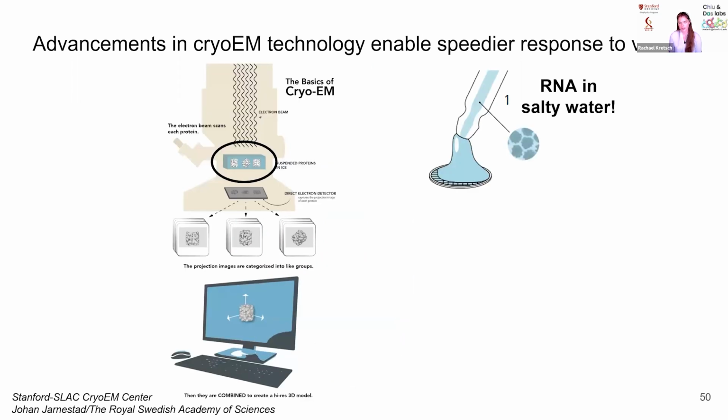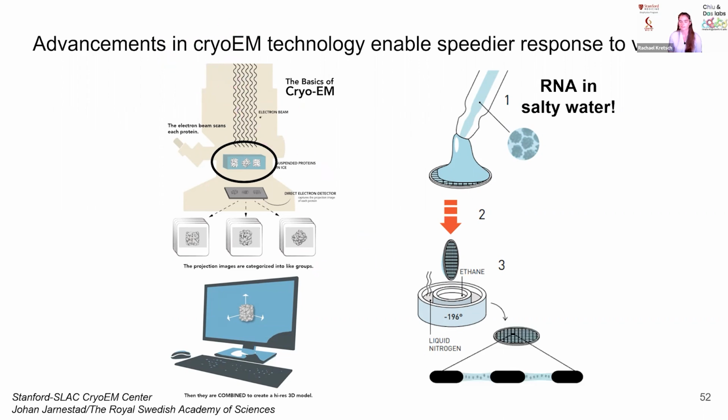So I'm going to focus on how we actually get this sample. In my case, I just have RNA in salty water, and I apply it to this grid here. And I try to get the thinnest layer possible, and then I dip it into liquid ethane, which is extremely cold, negative 196 degrees, to freeze it very quickly. So now I have a very thin layer of ice, and all my RNAs are frozen in time. And I keep it at this temperature, so that's why it's called cryo, which means cold, as I image it. And you can see here, I have now a nice thin layer that my electrons are going to pass through.